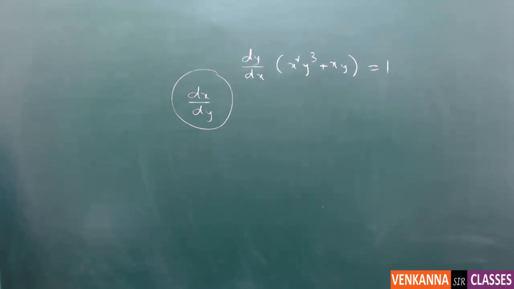Yeah. dy by dx into x square y cube plus xy equals 1. So you multiply both sides with dx by dy, then it will come under Bernoulli form.